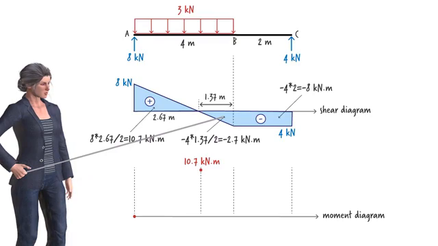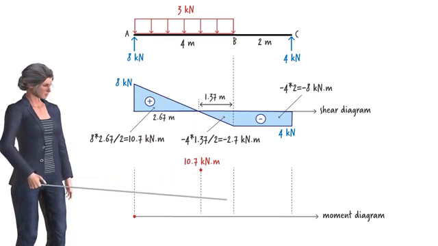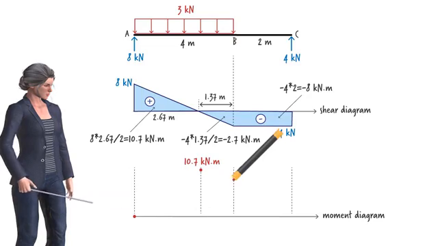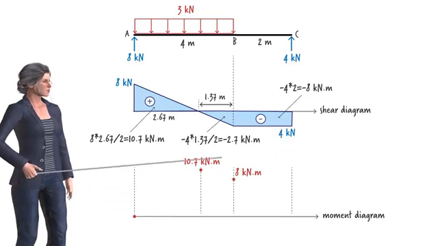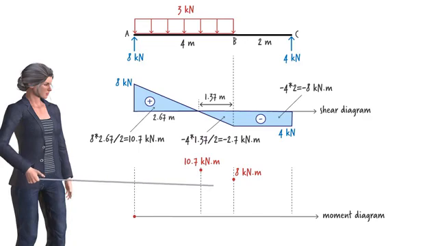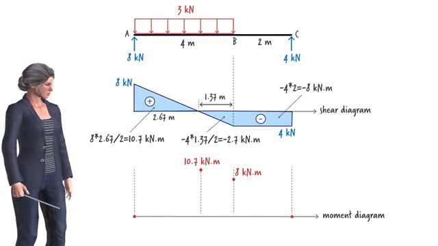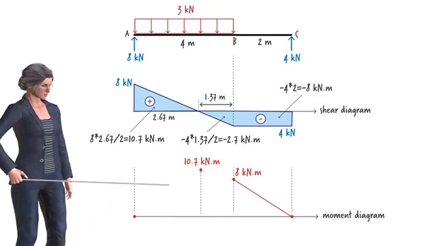Then, we add this area to 10.7 in order to determine the moment value here. It equals 8 kilonewton meters. Finally, when we add this area to 8, we get 0, which is the moment value at the right end of the beam. Remember that we can determine the shape of the moment diagram in each segment using the shape of the corresponding shear diagram. We know that when shear is constant, moment varies linearly, so the moment diagram takes the shape of an inclined line in segment BC. But what is the shape of the diagram in this segment of the beam?